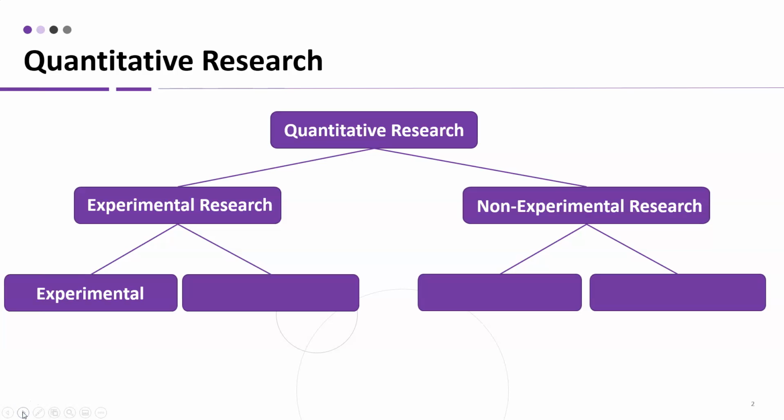The two different types of experimental research are, well, of course, experimental, but then quasi-experimental. And then the two different types of non-experimental research are descriptive and correlational.